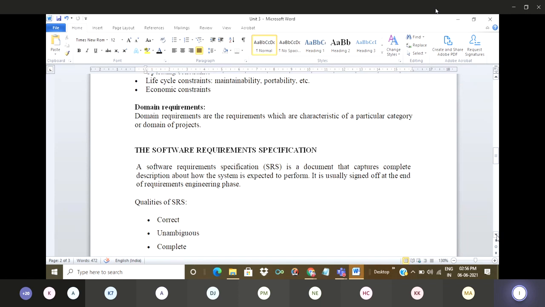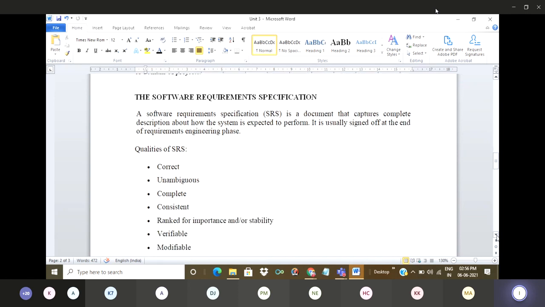So the next title is the software requirement specification, in short SRS. Software requirement specification is a document that captures the complete description of how the system is expected to perform. If we document a project, it must be carefully maintained, describing how the system is expected to perform. It is usually signed off at the end of the requirement engineering phase.